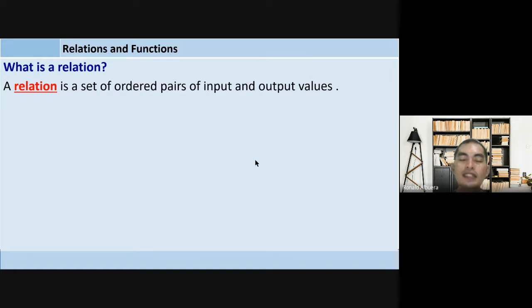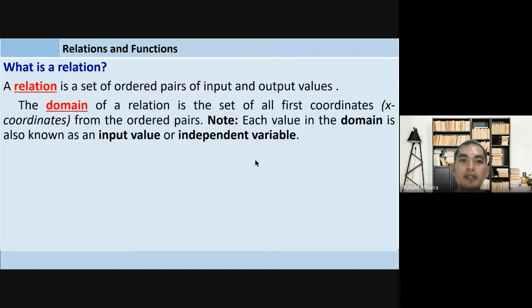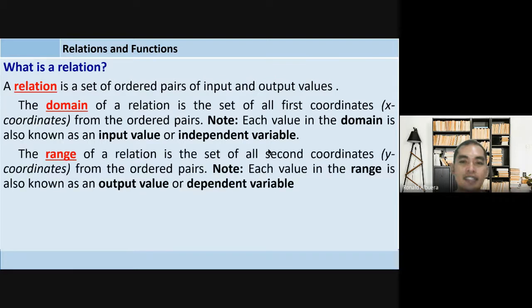Okay, so pag-aaralan natin ang first component. So in general, we call it domain. In a relation, it's the set of all first components. Domain is the first component, or sometimes we call it input or independent variable. While range is referring to the set of all second coordinates or components. Okay, we call it the output value or the dependent variable.